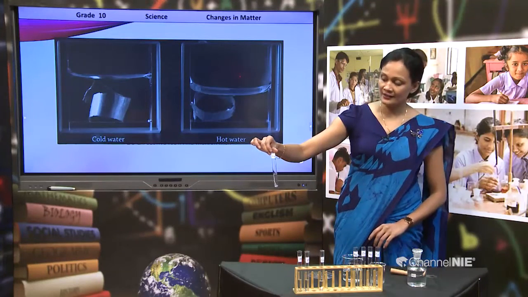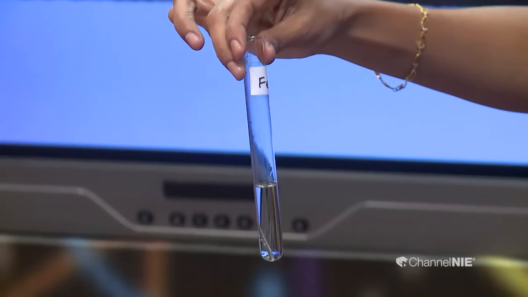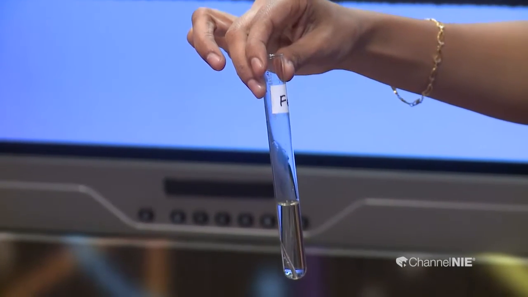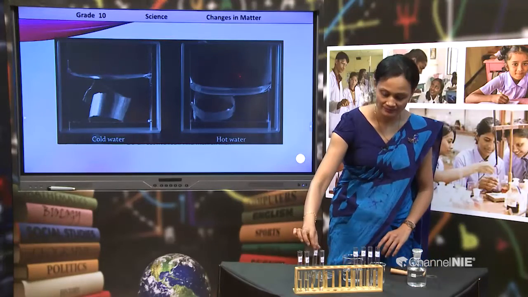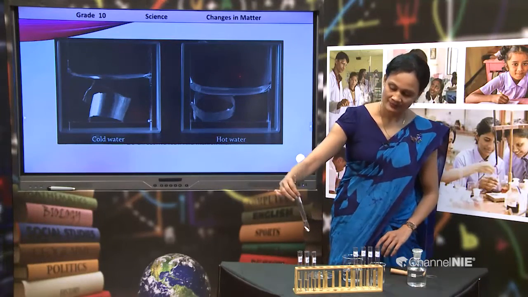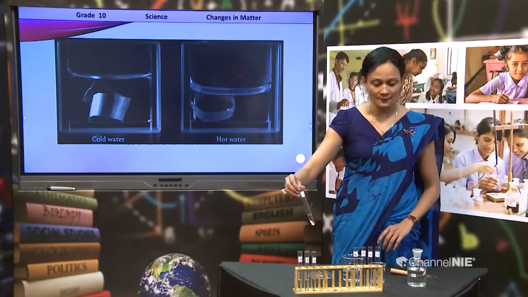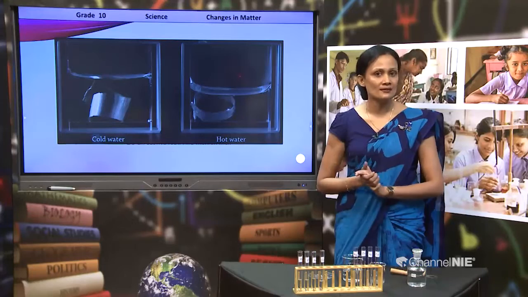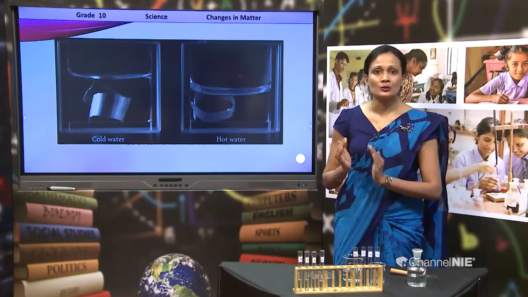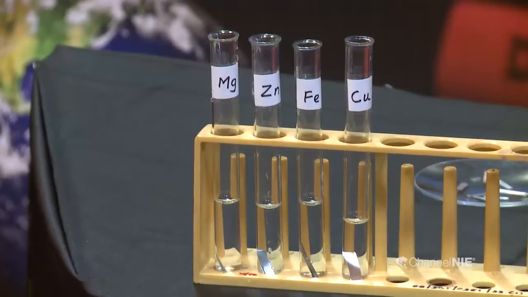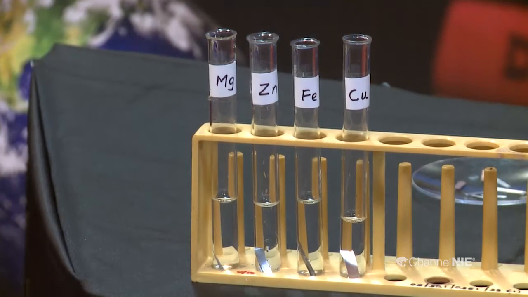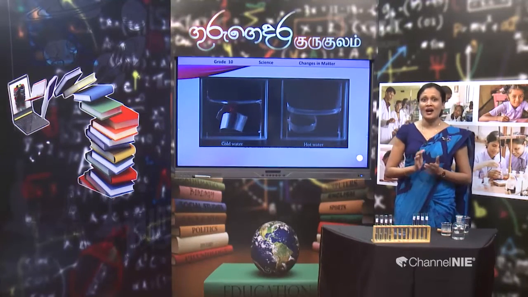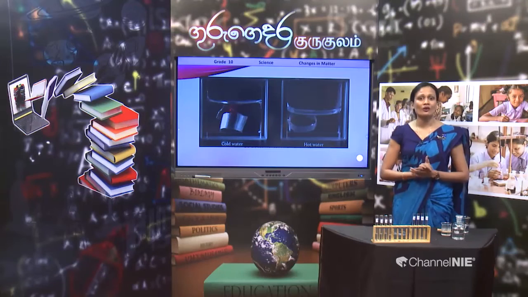If we get iron, here also there is no observable change. And copper also the same. That means if we consider those 4 metals, they do not show observable change with cold water. Now I am going to check how these metals react with hot water.